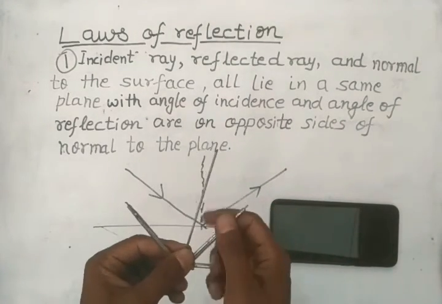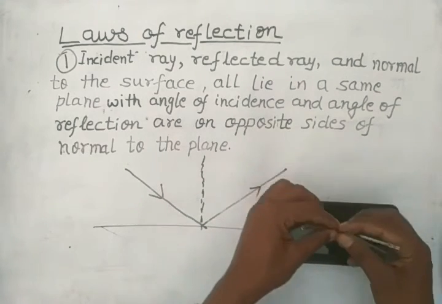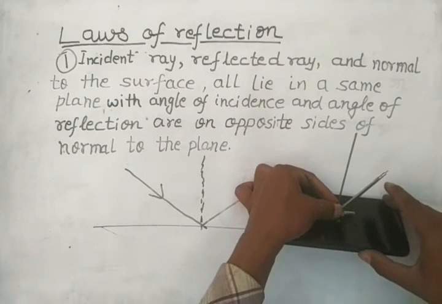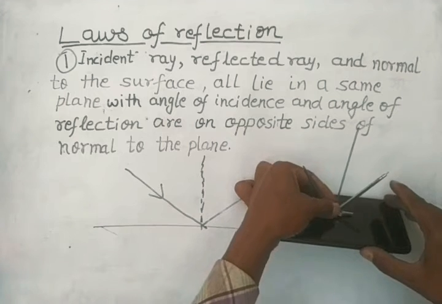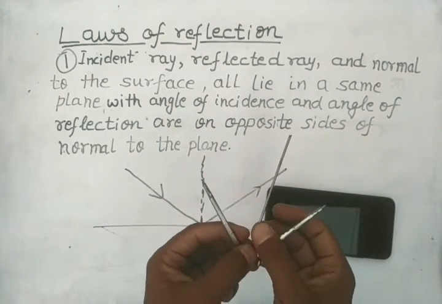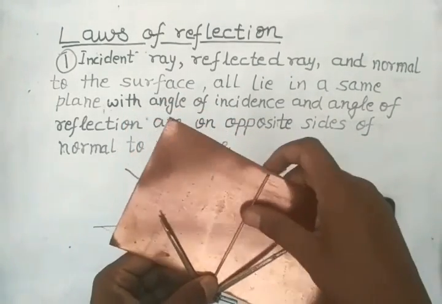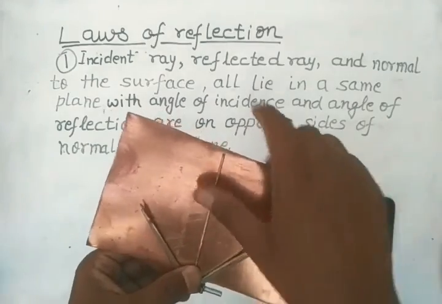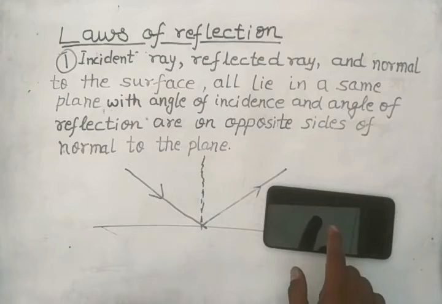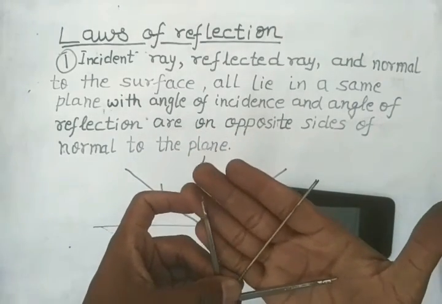Here we have incident ray, reflected ray, and normal to the plane. So they will lie like this. So what is the meaning of they'll all lie in the same plane? All of these three will lie on same plane. This is a plane surface, so they all lie in this same plane. Means they are not talking about this reflecting surface plane, they are talking about these three will lie in a plane.